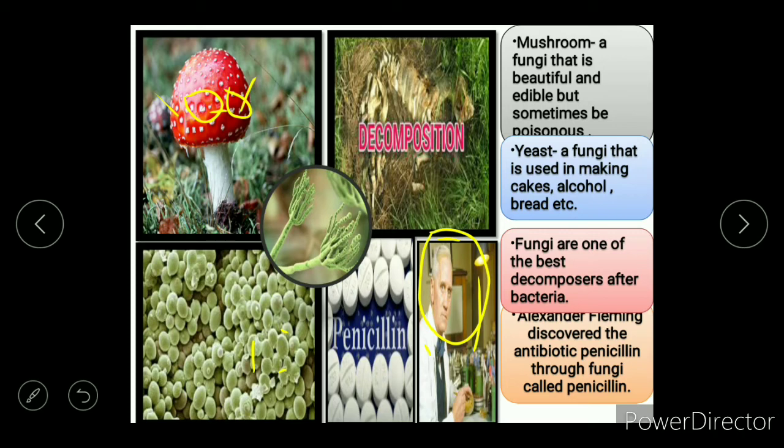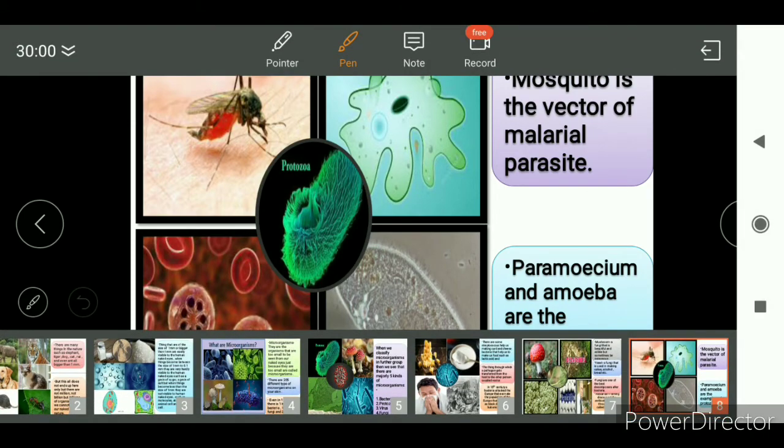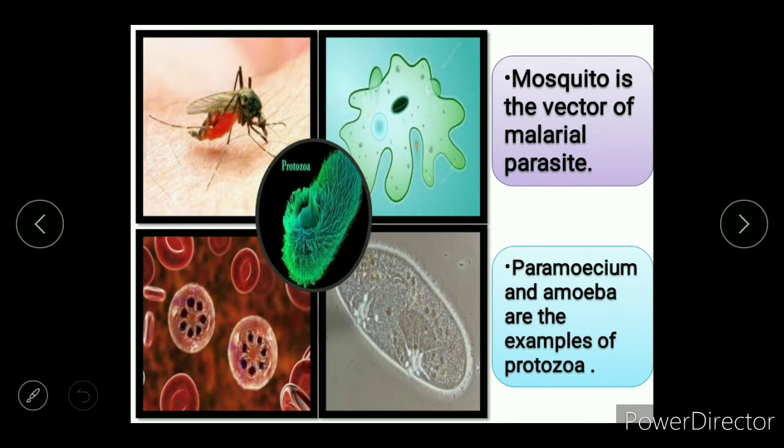So let us move on to protozoa. Protozoa are very creepy, and they can even infect you. Diseases like malaria are spread by protozoans from the plasmodium cells.